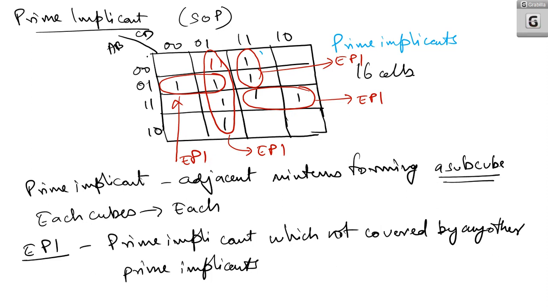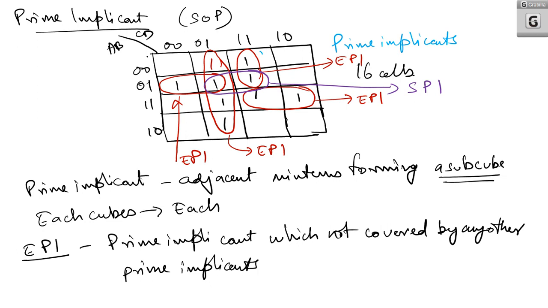Now coming to what is selective prime implicant, that is the question. In this, if you are taking a combination like this, that is actually inside the essential prime implicant. So either you can take that prime implicant. Then such kinds of implicants are known as selective prime implicants.